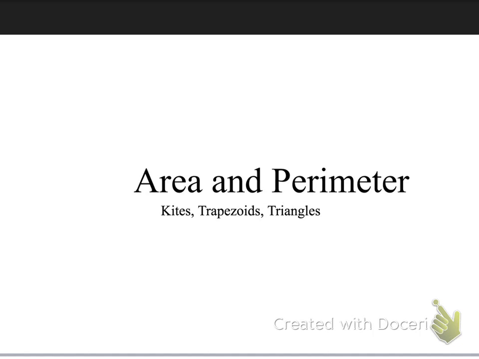Okay, in this video we're going to be doing area and perimeter of kites, trapezoids, and triangles. So kind of our last sets of our quadrilaterals here.